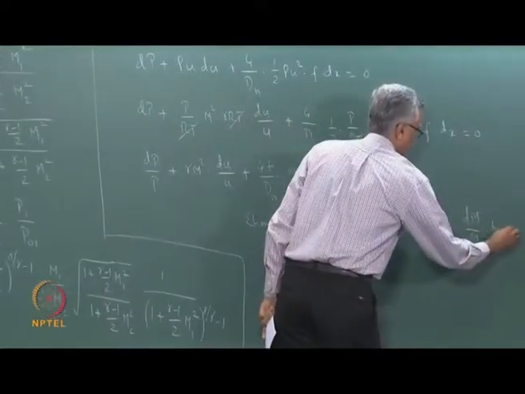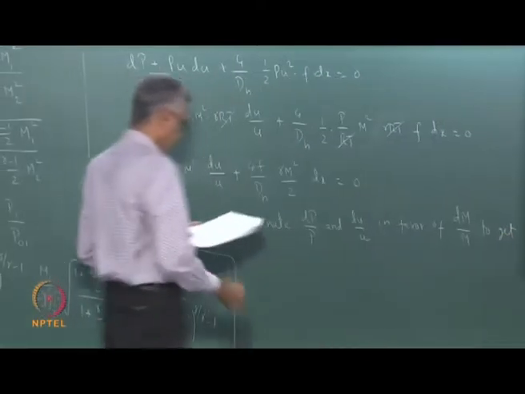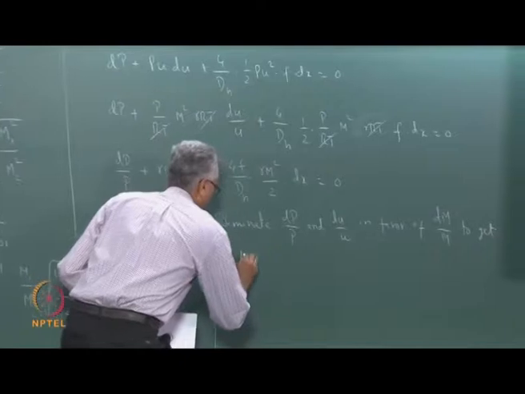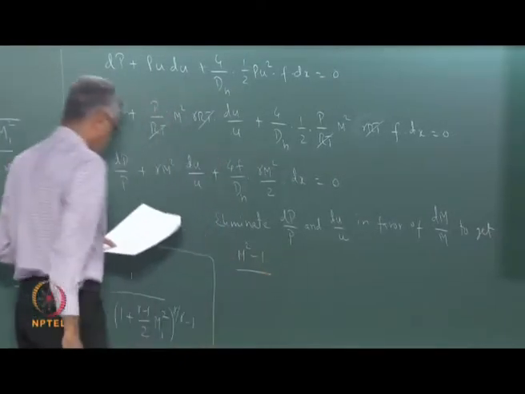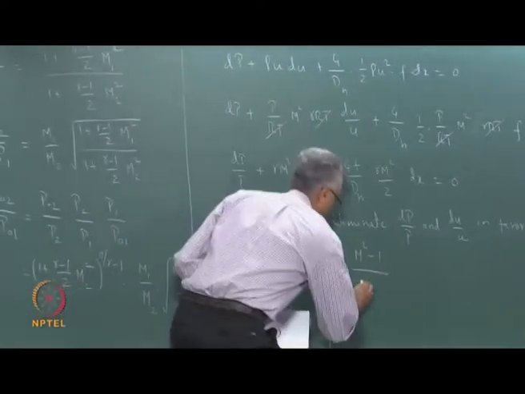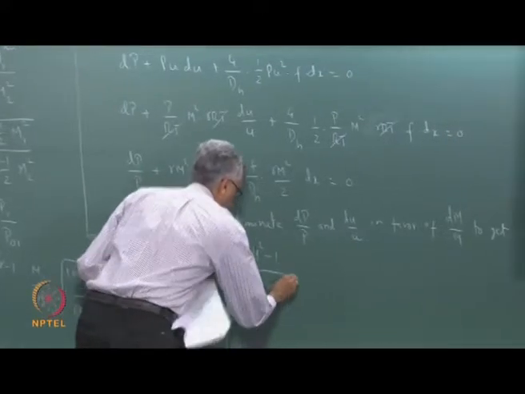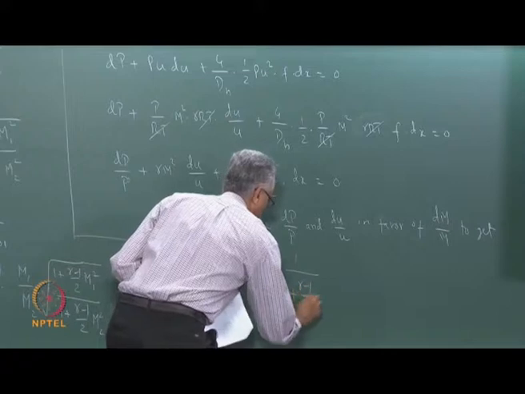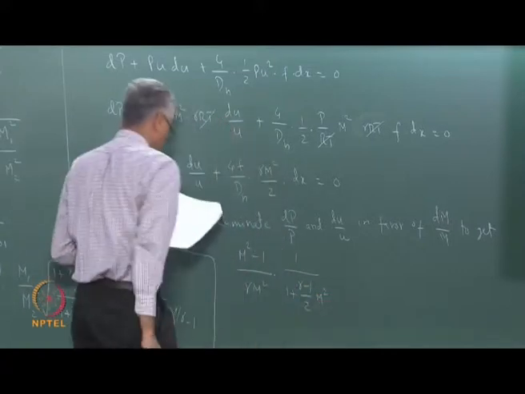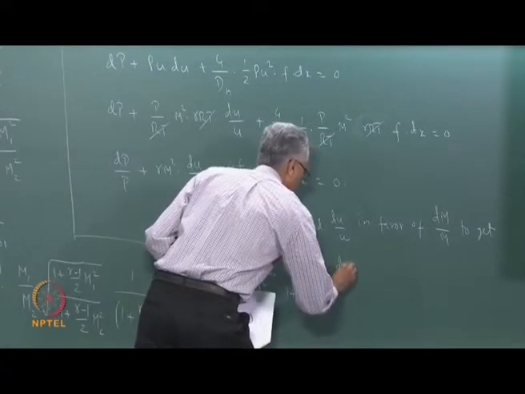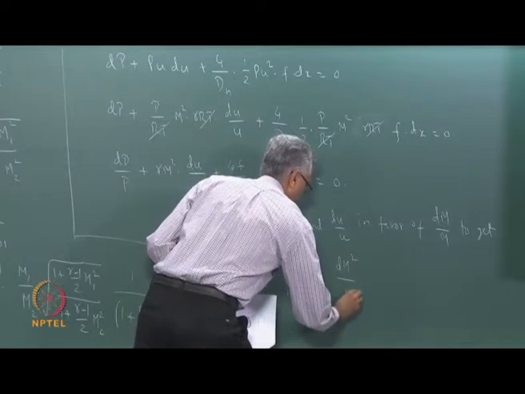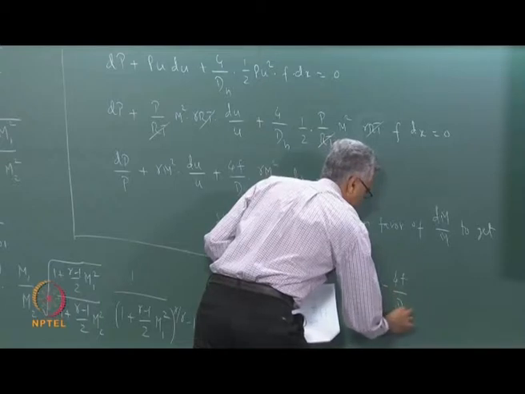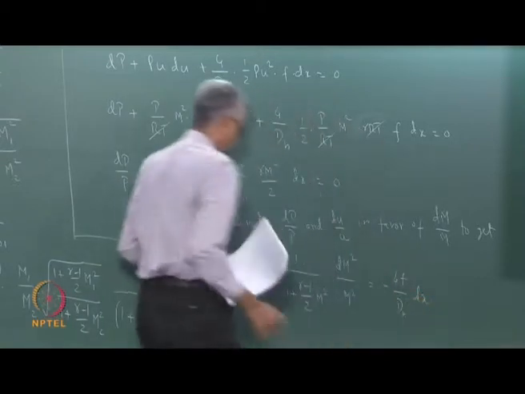So, we can get a relationship that looks like this. I am going to leave the algebra to you, so I will just write down the final expression. It is M square minus 1 over gamma M square times 1 over 1 plus gamma minus 1 over 2 times M square times dM square over M square equal to minus 4f over dH times dx.